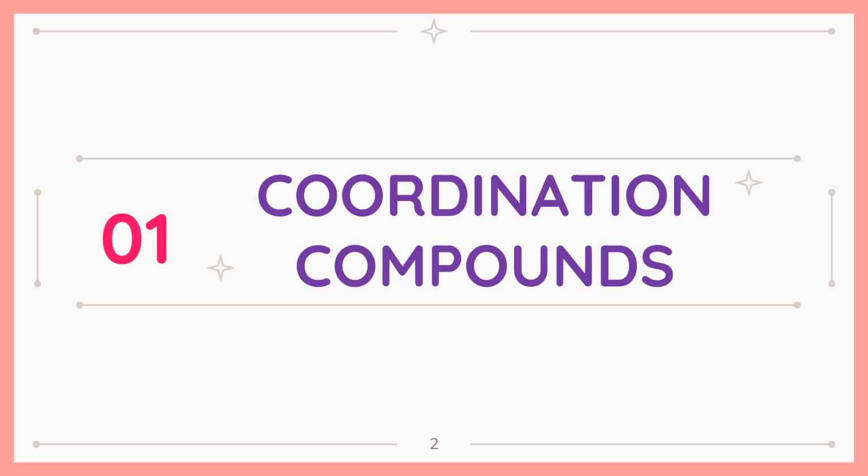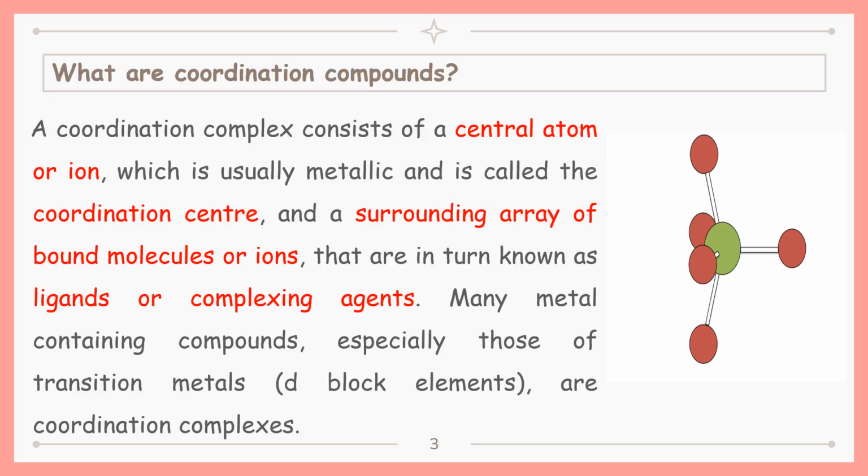Coordination compounds. What are actually coordination compounds? A coordination compound or a complex consists of a central metal atom or an ion called the coordination center and a surrounding array of bound molecules or ions that are known as ligands or complexing agents.